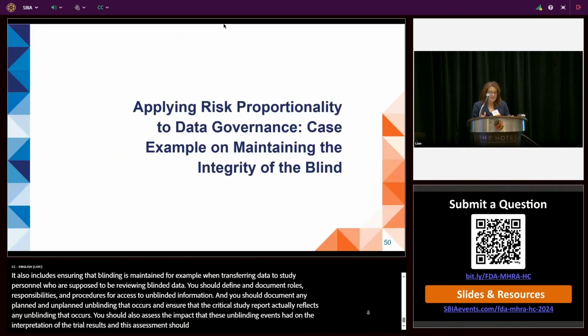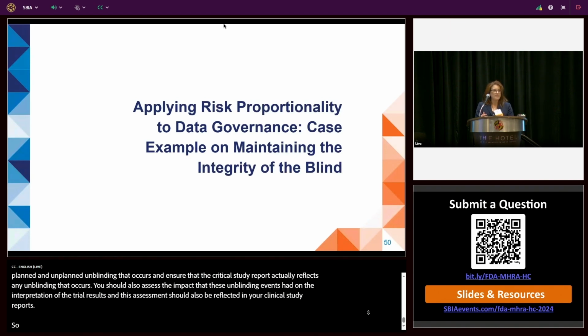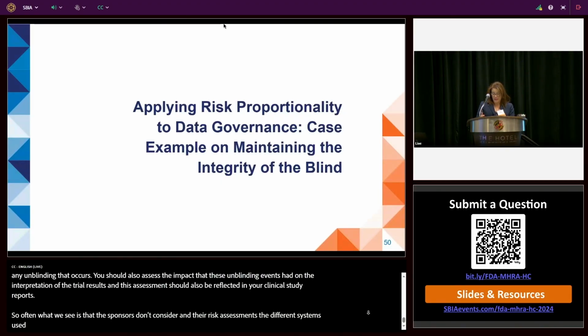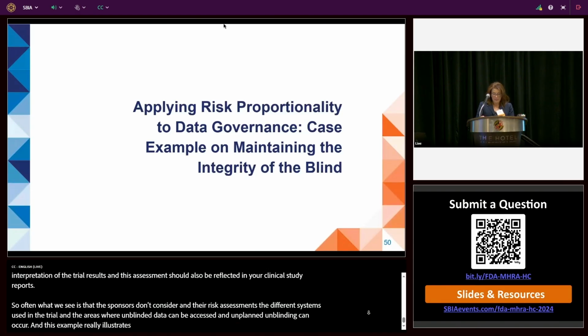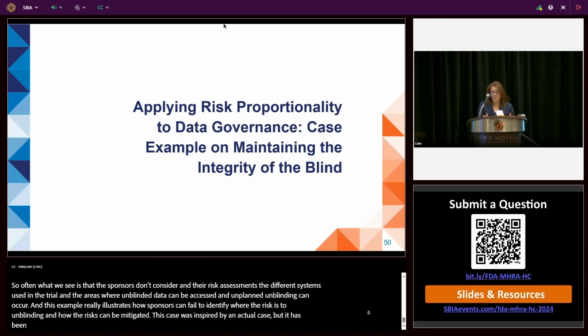So often what we see is that the sponsors don't consider in their risk assessments the different systems used in the trial and the areas where unblinded data can be accessed and unplanned unblinding can occur. And this case example really illustrates how sponsors can fail to identify where the risks are to unblinding and how these risks can be mitigated. This case was inspired by an actual case, but it's been anonymized, simplified, and changed to illustrate the lessons learned more clearly.